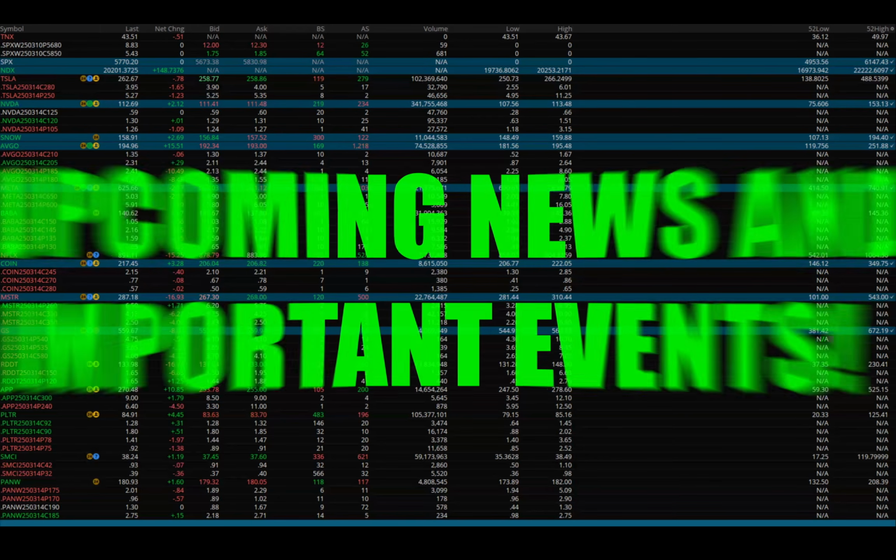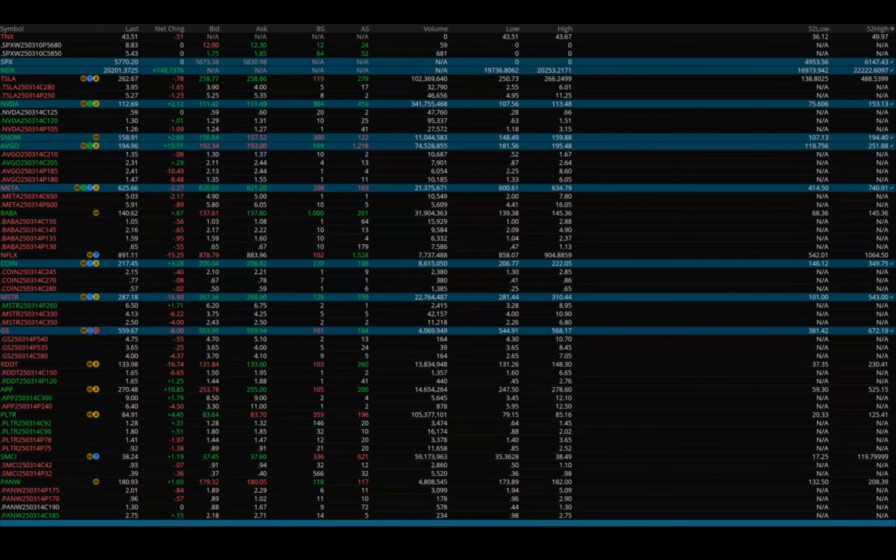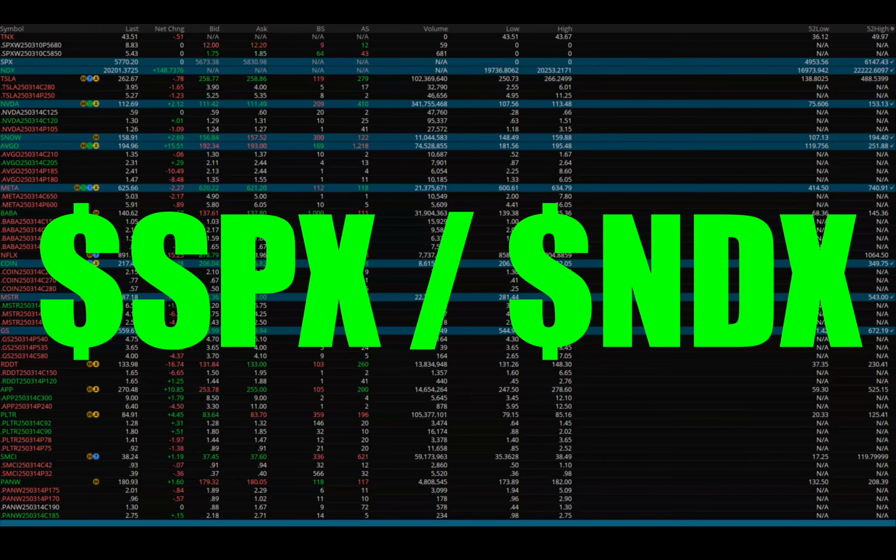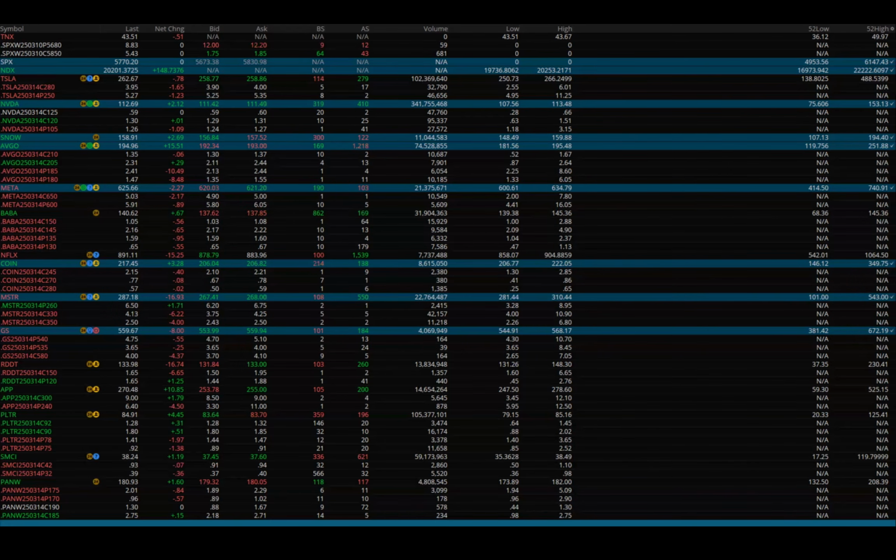What I will suggest for every trader is to keep SPX and NDX on their watch list, which is the S&P 500 and the NASDAQ 100. Knowing how these major indexes perform intraday is crucial as they will directly impact basically all of the stocks on this watch list. Also, we don't want to trade counter trend.